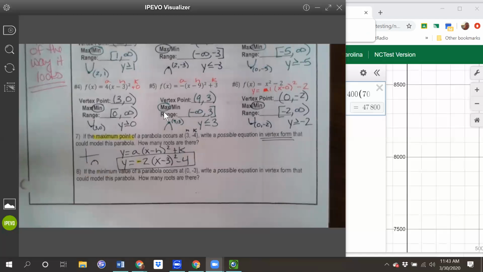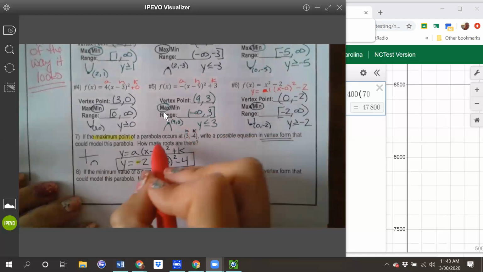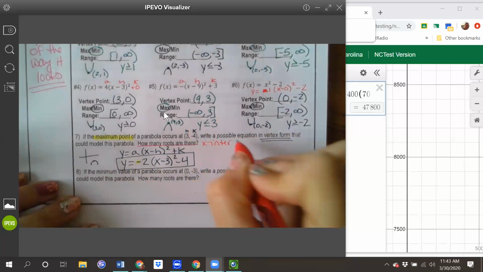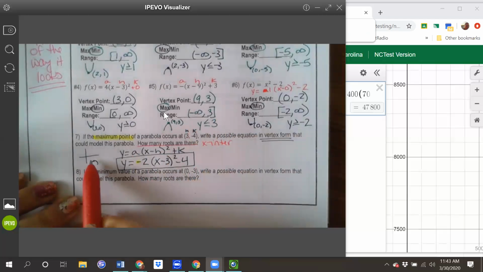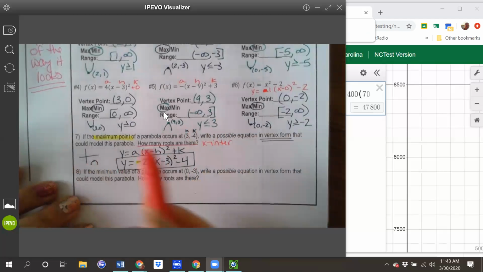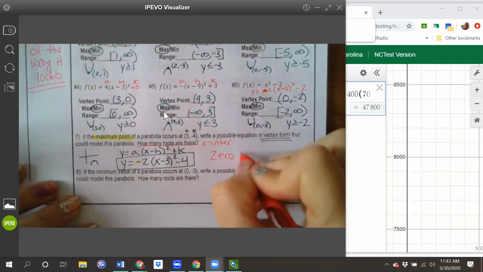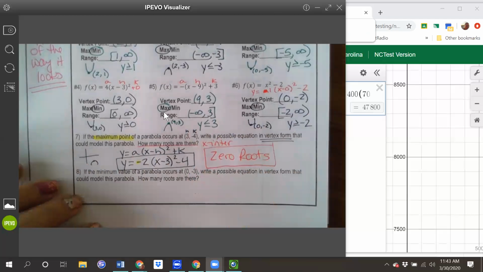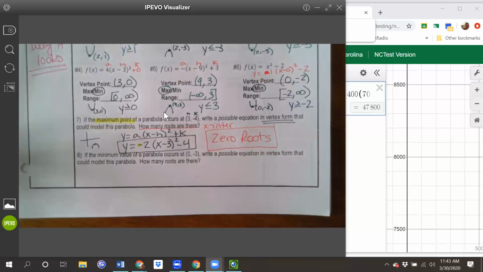All right, and then how many roots are there? That means how many x-intercepts are there? Well, since it opens down, it frowns, it's never going to touch the x-axis. So that means that we have 0 roots. There are no x-intercepts. Okay, try this one on your own. Pause it and then do it.